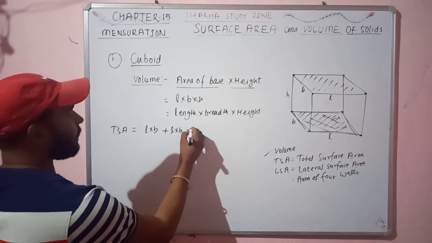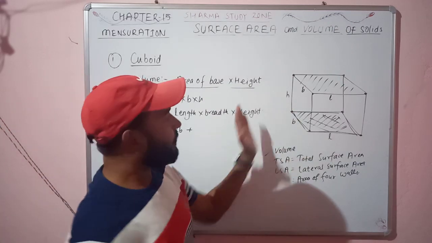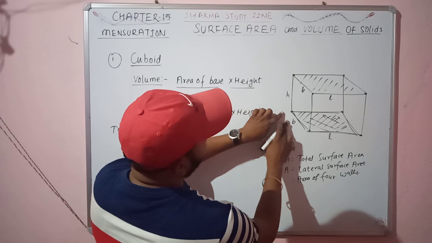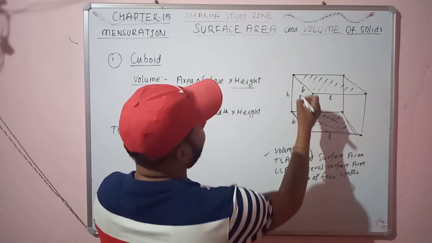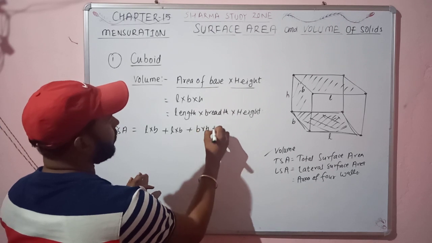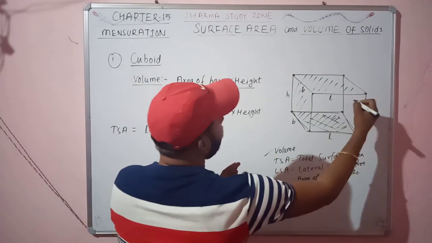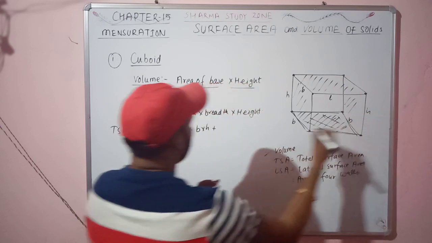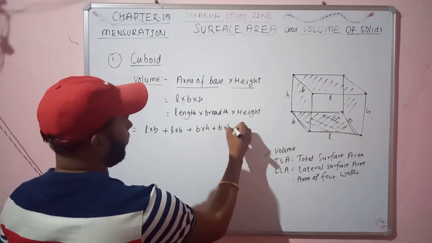Okay. Similarly, in the left side we have breadth and height. So the area of this part of the cuboid will be B into H. Similarly, on the right side of the cuboid, this will also be B into H. Okay, again we will add B into H.